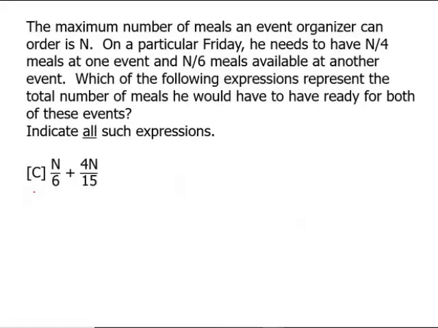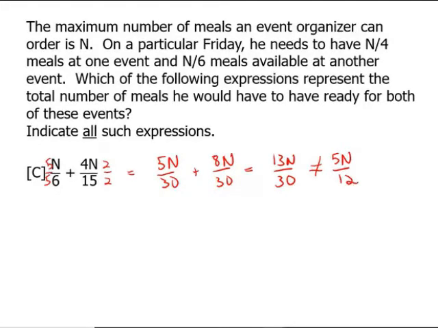Now let's look at C. The least common denominator of 6 and 15 would be 30. And so we're going to multiply this by 5 over 5. We're going to multiply this by 2 over 2. This will give us 5n over 30 plus 8n over 30 equals 13n over 30. So ironically, C gives the same value as B, but both of them are wrong. Neither one of them equals 5n over 12, and so this answer does not work. C is not one of the answers.